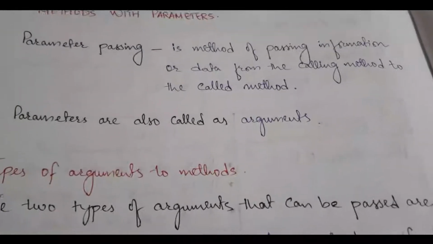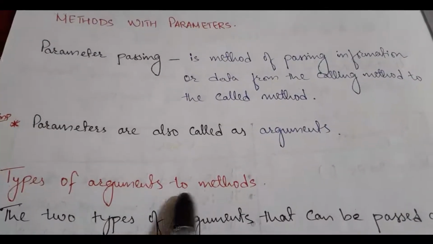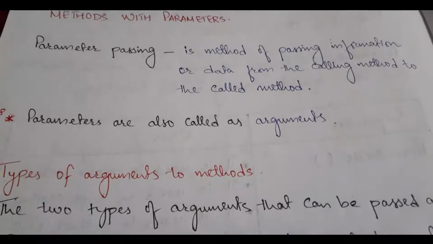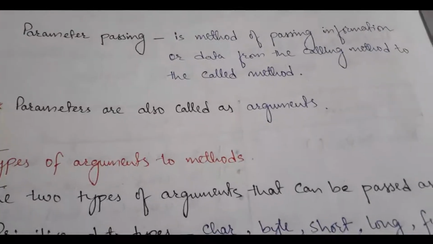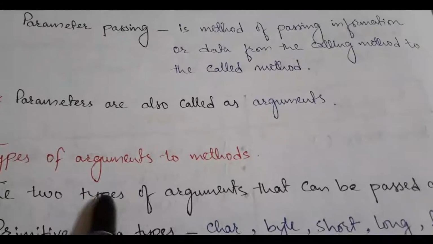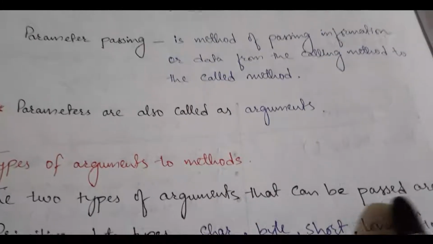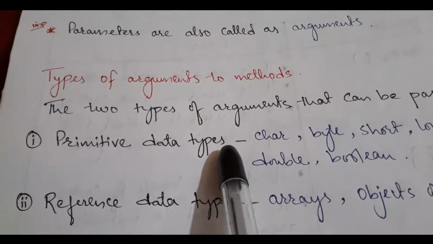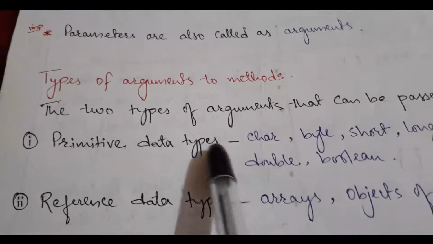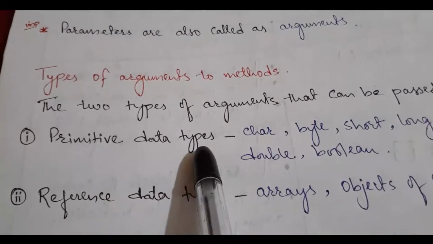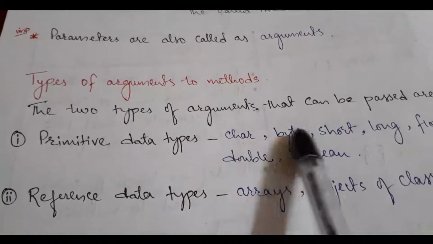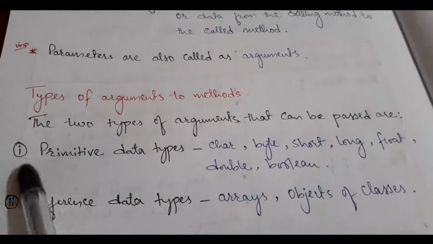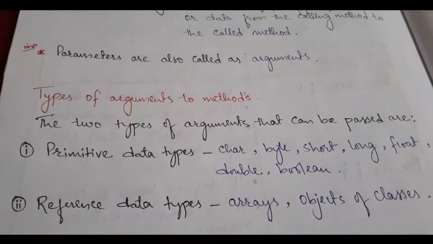Now let us move to another portion, that is types of arguments to methods. What kind of arguments can be included along with the methods? The two types of arguments that can be passed are, the first one, primitive data types, which we have already learned in chapter number 2. The primitive data types provided by Java are char, byte, short, long, float, double, and boolean. This is one form of argument that we can pass in the programming.